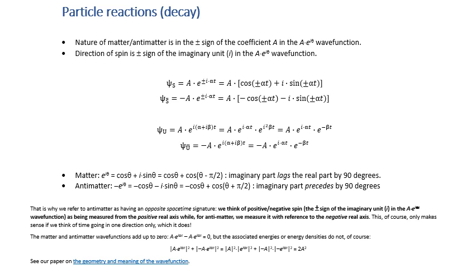So the nature of matter and antimatter, according to me, is in the plus or minus sign of the coefficient A. We can have plus or minus A times e to the power of the imaginary unit times the phase. And the direction of spin, every matter or antimatter particle can have two directions of spin, that's in the plus or minus sign of the imaginary unit. So I write that out. I have a wave function for S, a stable particle, and S bar, which is the antiparticle, and that's what you get when you write it all out.